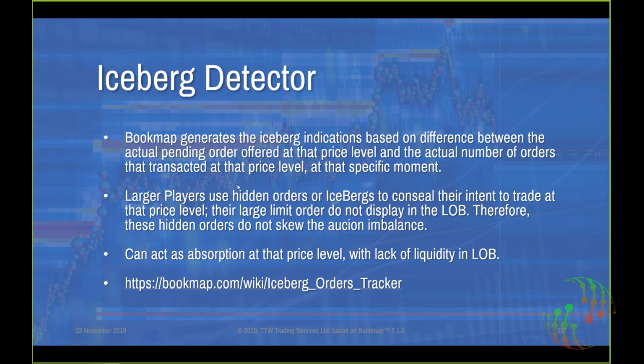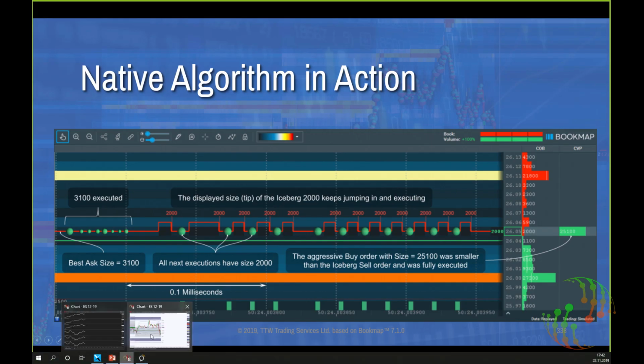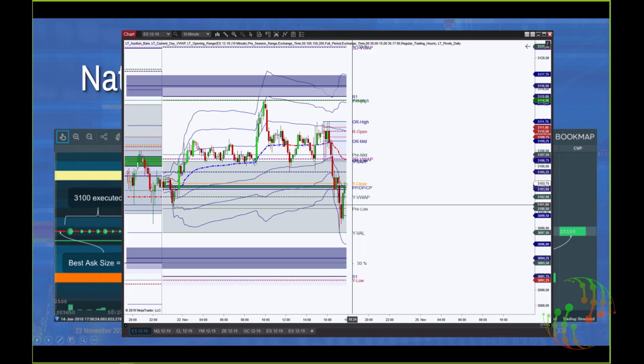Absolutely important to know. We should keep this always in our mind. They can act as absorption at that price level with a lack of liquidity in the limit order book. So you see that. You see they are hitting constantly. This is hidden. You can't see that on any of those or similar charts. It's impossible.